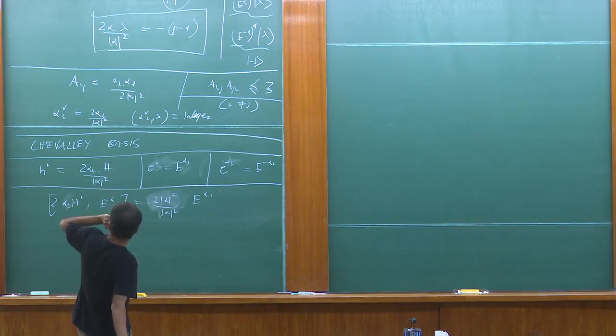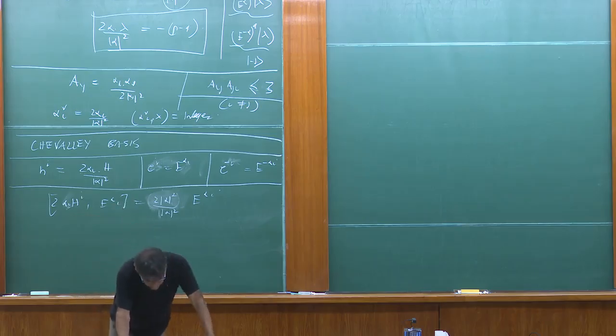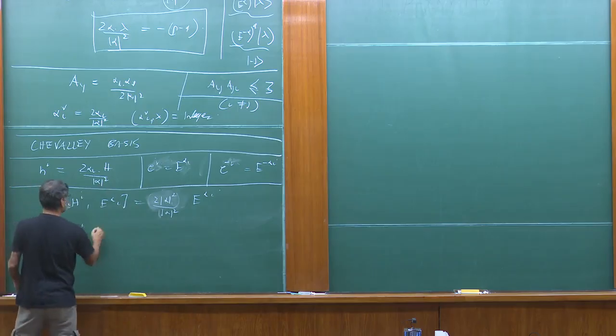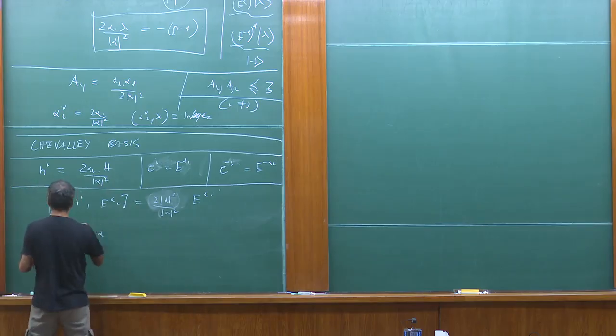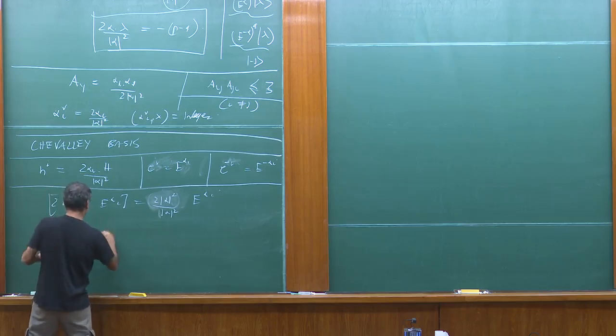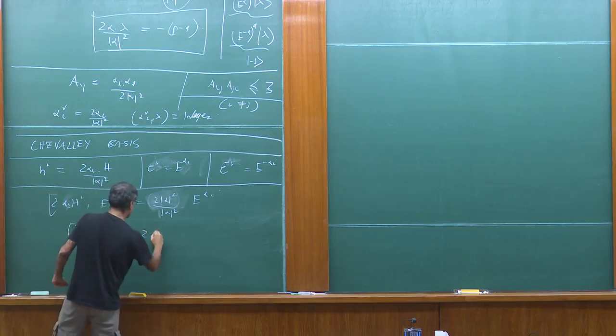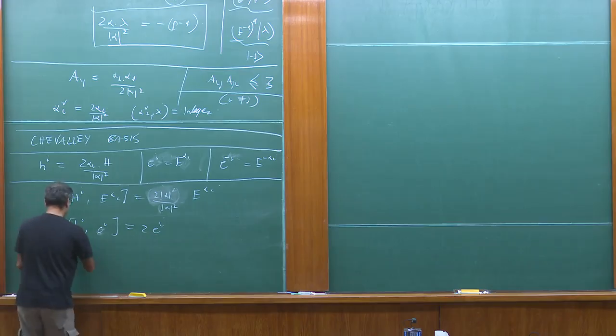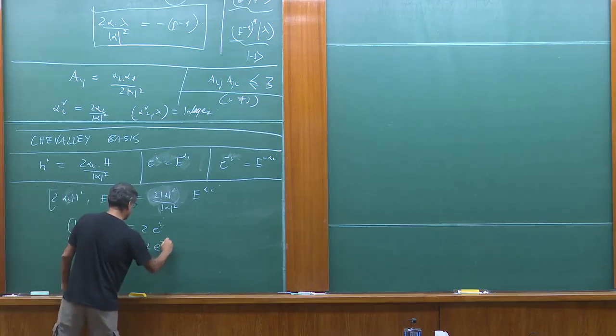So this mod alpha squared cancels, and it's just 2, right? So we get Hi with Ei is equal to 2 times Ei. Similarly, we get Hi with E minus i is equal to minus 2 times E minus i.